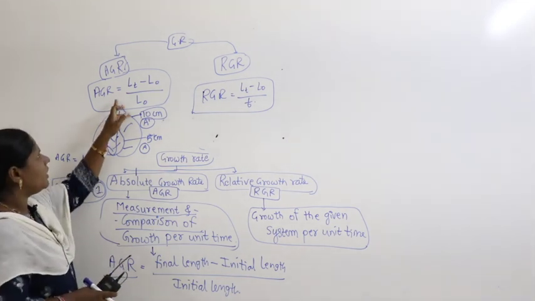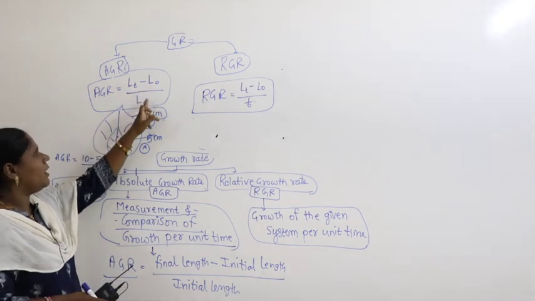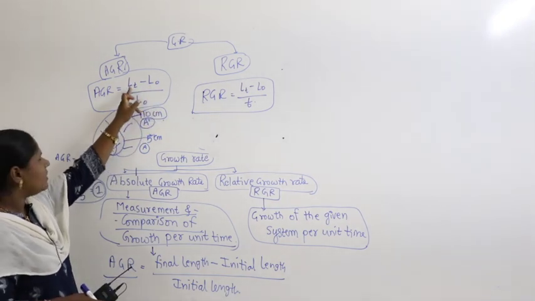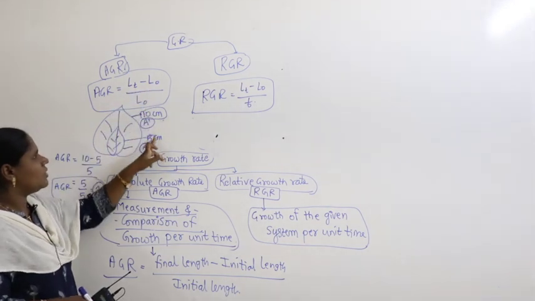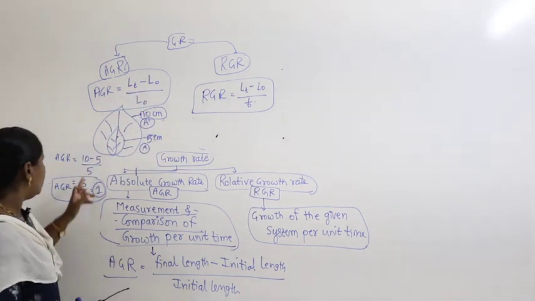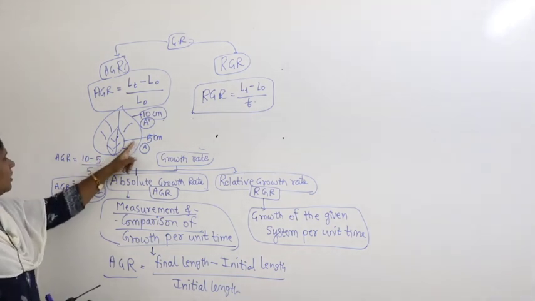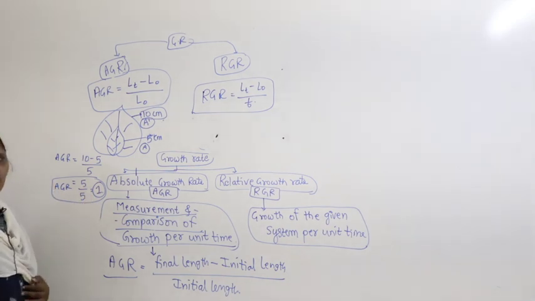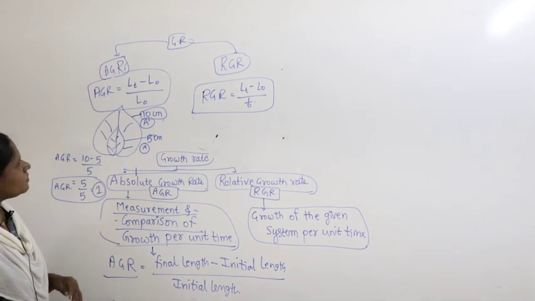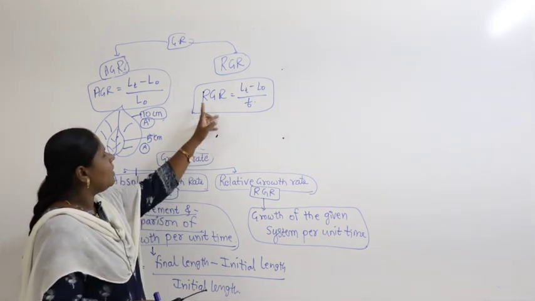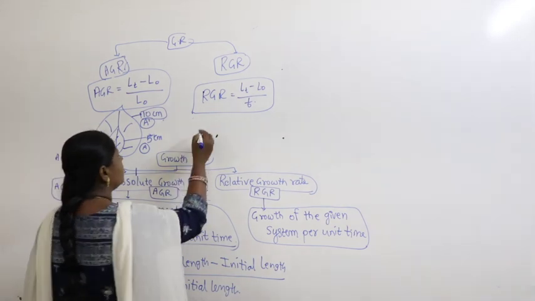What is absolute growth rate? Final length after time t minus initial length by initial length, that means final surface area minus initial surface area by initial surface area. So finally it is 10, and initially it was 5, and 5 by 5 is equal to 1. This is nothing but what we call absolute growth rate. Coming to RGR, what you call relative growth rate. What do we say in case of relative growth rate?